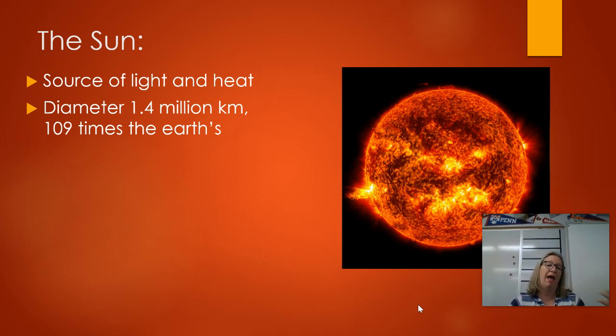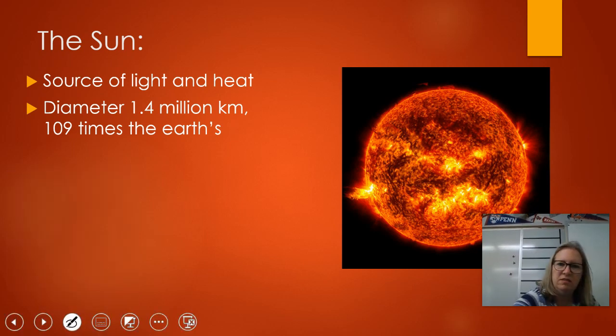Okay, it's huge, it's massive. The sun is massive, it's a huge star. It's 1.4 million kilometers in diameter. So the distance across the whole sun is about 109 times the diameter of the Earth.